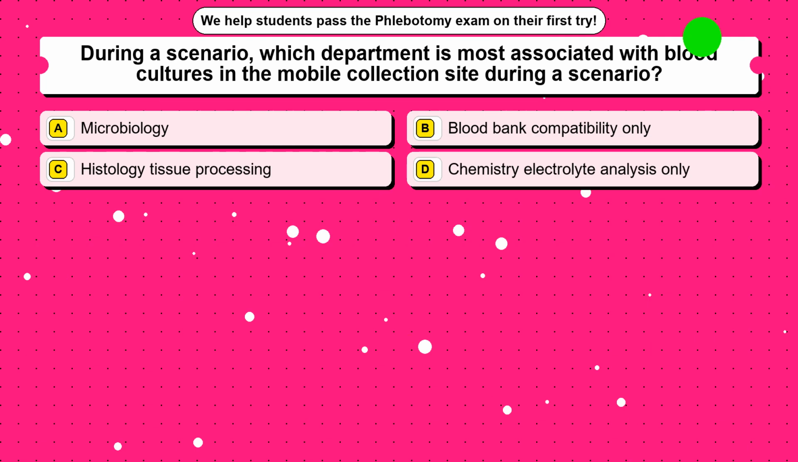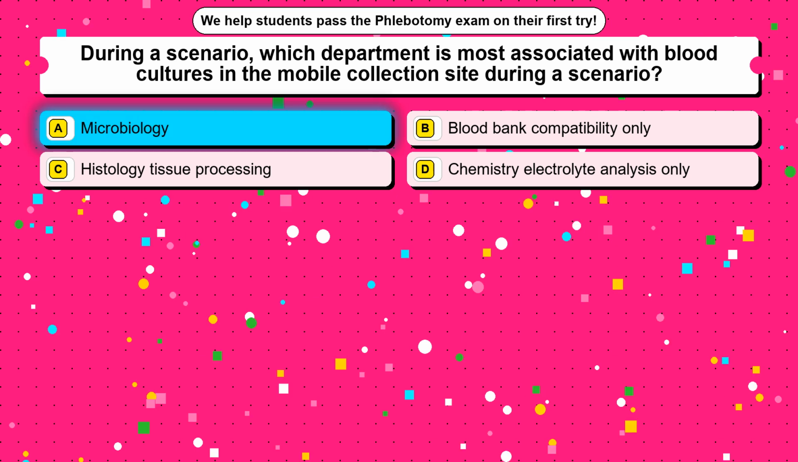Question 72. During a scenario, which department is most associated with blood cultures in the mobile collection site during a scenario? Option A, microbiology. Option B, blood bank compatibility only. Option C, histology tissue processing. Option D, chemistry electrolyte analysis only. The correct answer is option A. Microbiology.